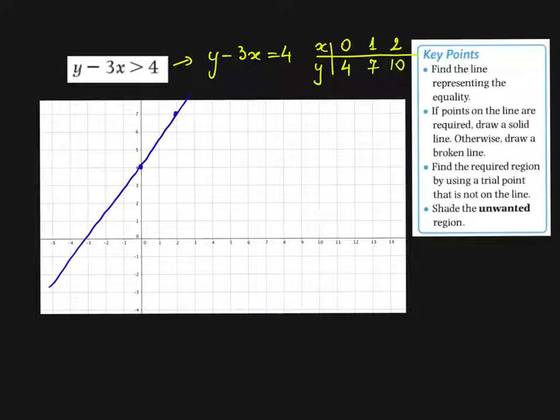And now I need a test point. Oh, my line needs to be a dotted line, so not a solid line, because my inequation is y minus 3x bigger than 4, so I don't need to include the points where it's equal to 4.